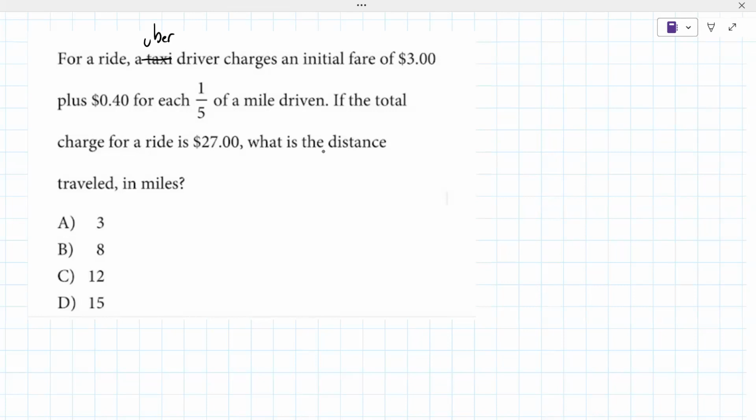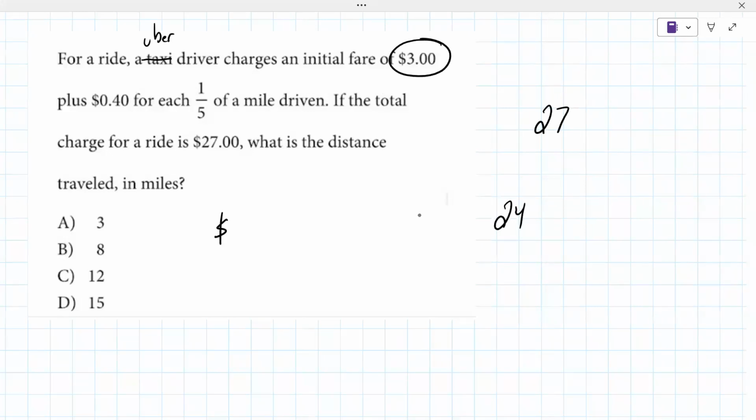Okay, so I've done a problem like this before, a long time ago though. So I would start with the 27 and take into account the initial fare first, because that doesn't contribute to the miles driven. It's true. So 24. Okay.